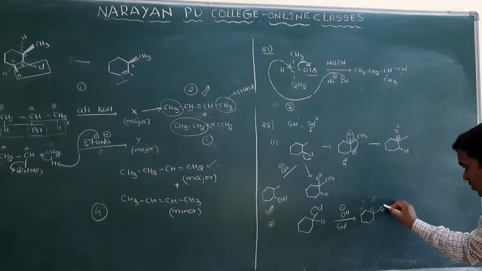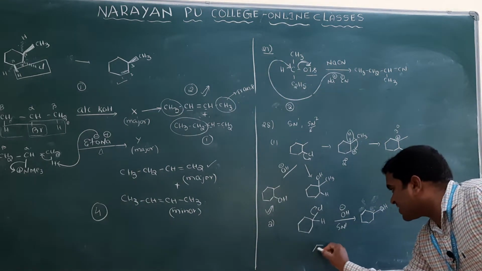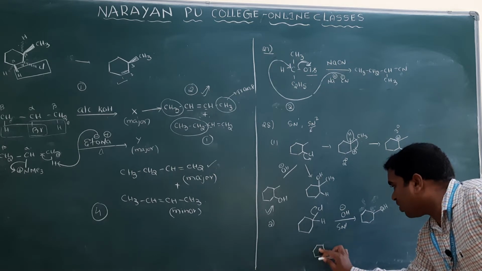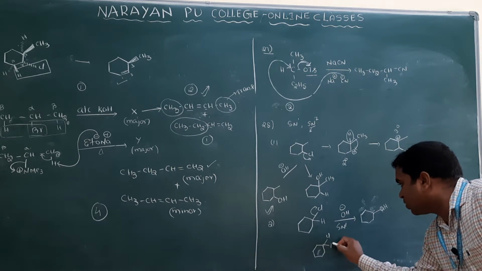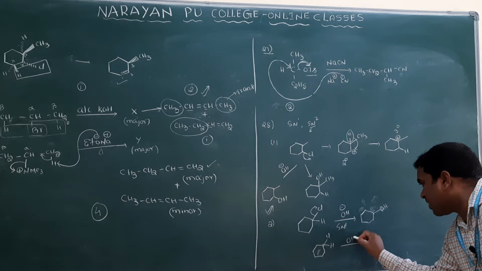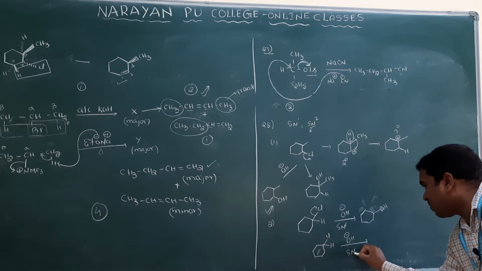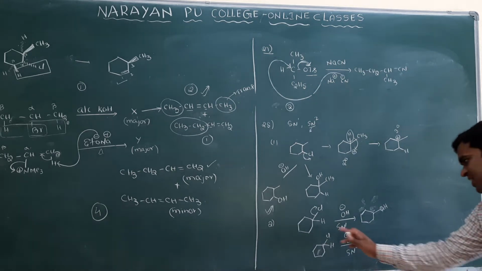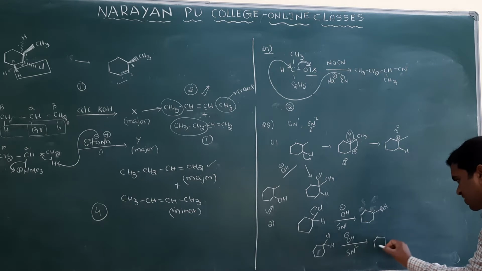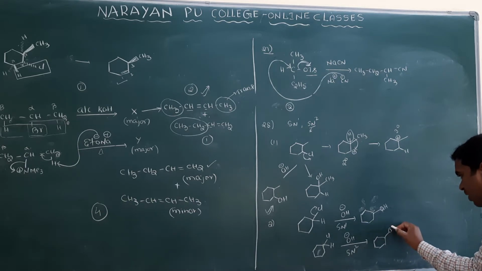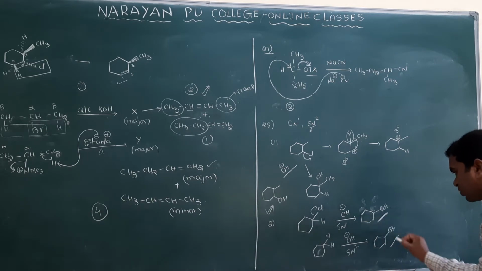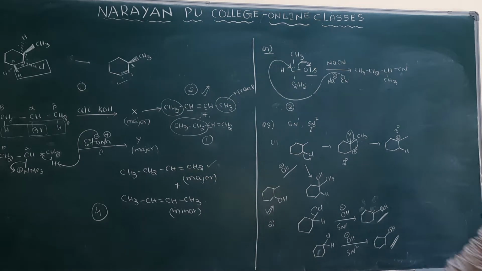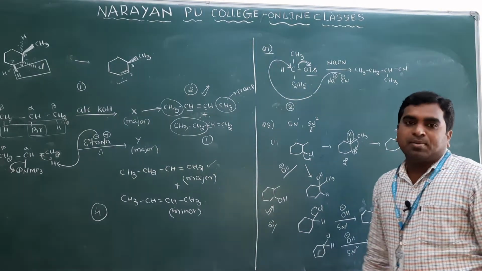Chlorine is substituted by OH. If I write the same thing for the SN2 mechanism, with OH minus, the same OH will replace Cl here. Then what is the product? Both products are the same or not? Yes. So that's why your option is option 2.